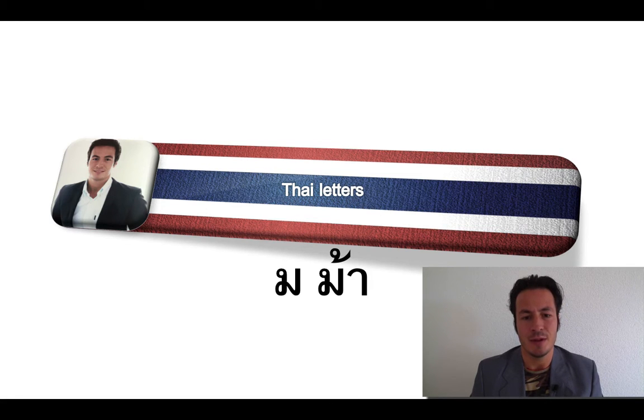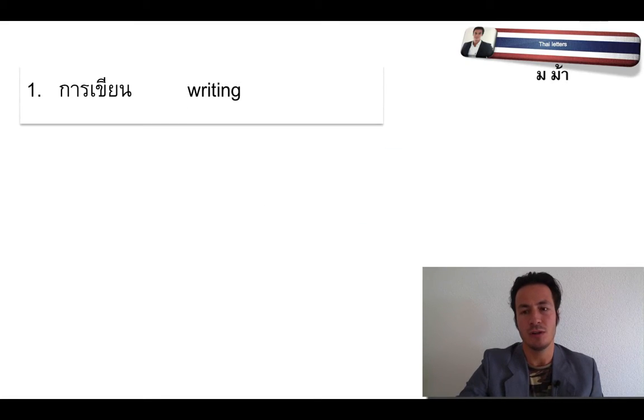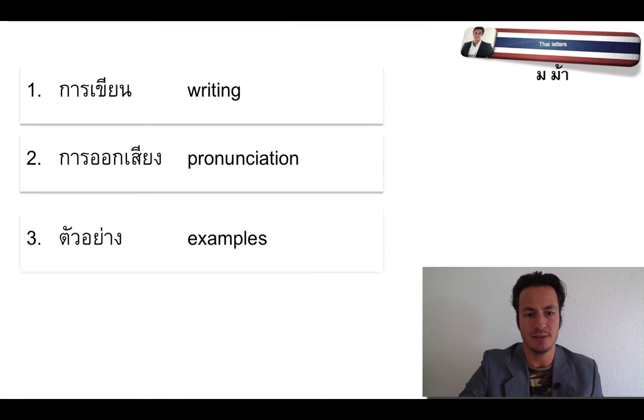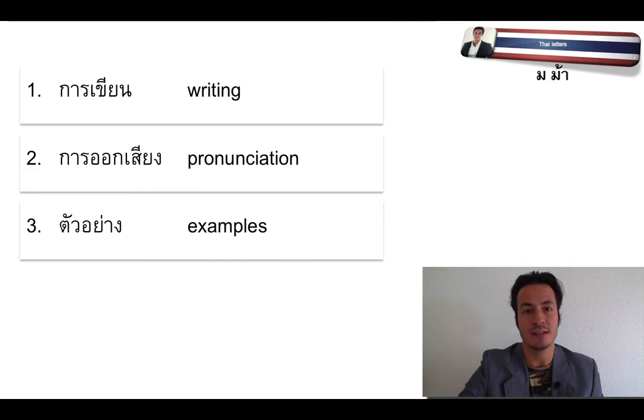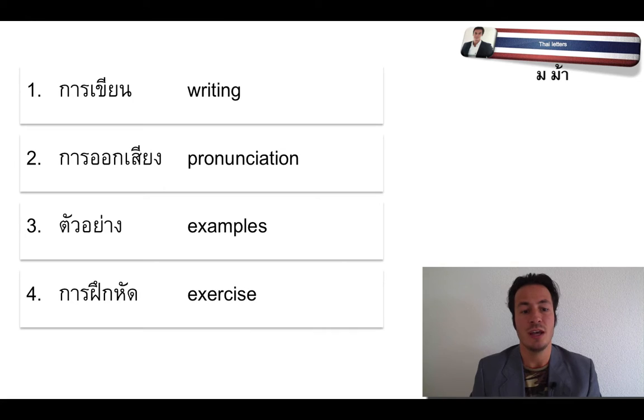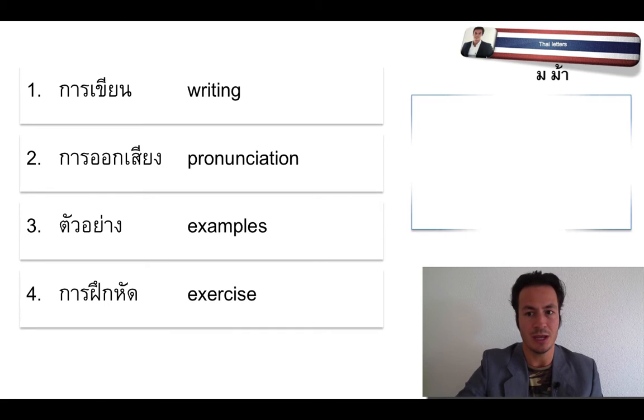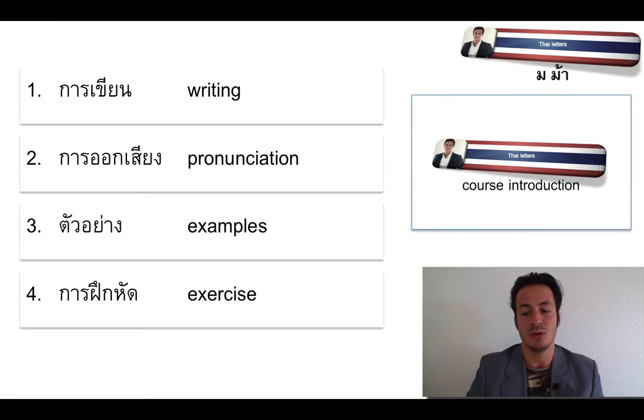Hello and welcome to Thai letters. Today the low class consonant ma ma. Let's see how it is used. First of all, we will see as always how to write the consonant, then how to pronounce it, examples of different fonts and representation of this particular consonant, and in the end I'll give an introduction into the exercise section which comes with this lesson. If you're not familiar with the course, which you actually should be, I recommend that you have a look at the course introduction first before continuing watching this particular video.